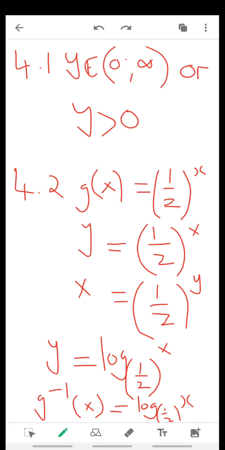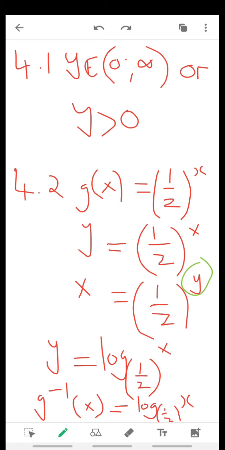Before I find the inverse, I must write that notation g of x as y. That's the rule always. And then I interchange y and x. Where there is x, there is now y. Where there is y, there is now x. Because inverse functions are reflections along the line y equals x. Hence now, where there was y, there is x, and where there was x, there is now y. Then make y subject of the formula.